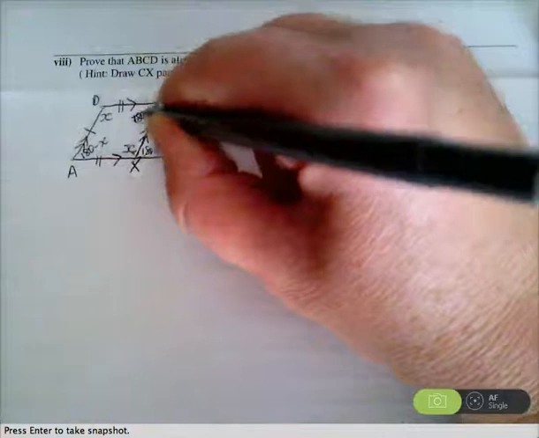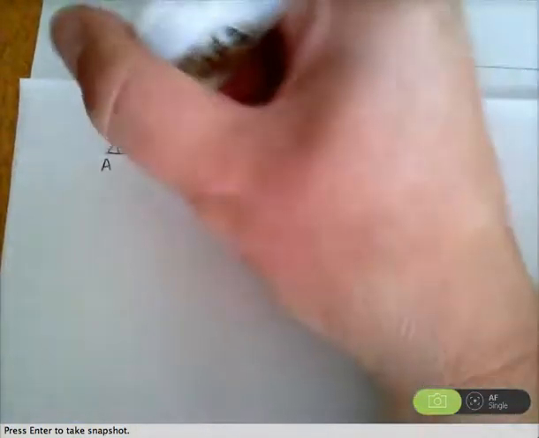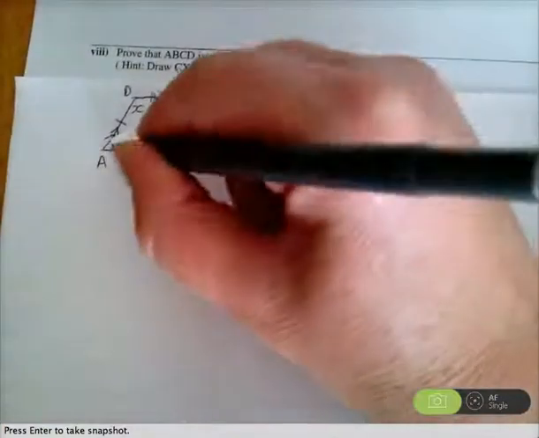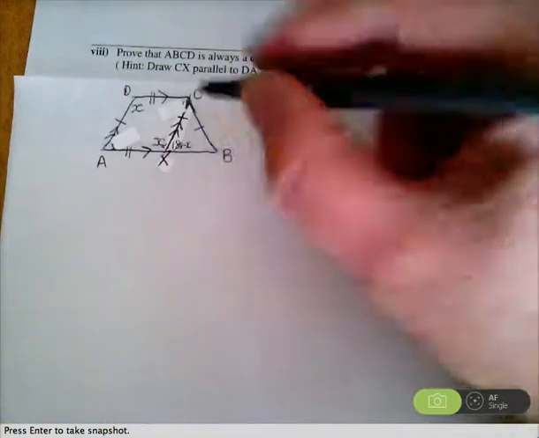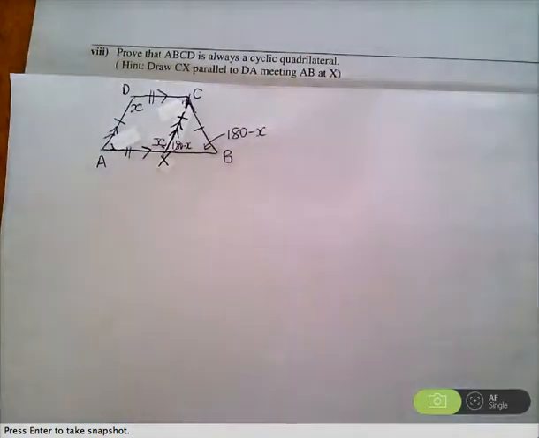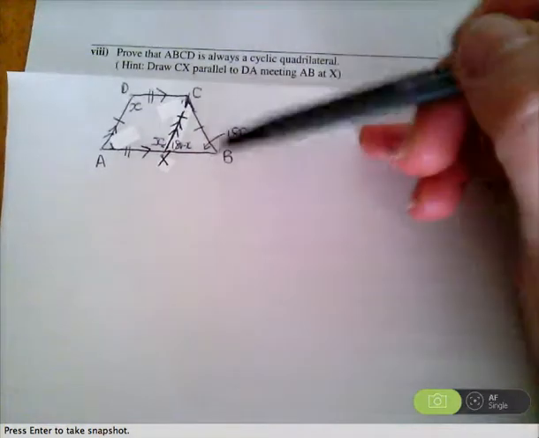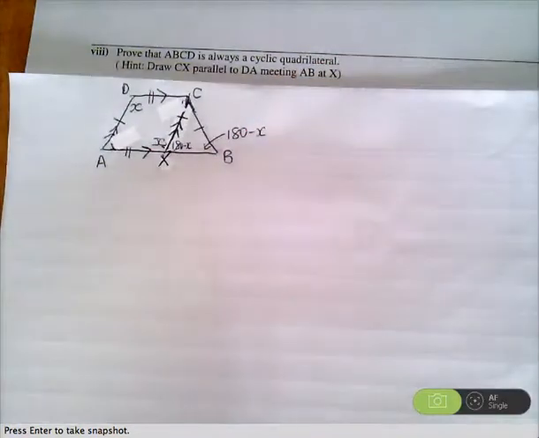So I actually probably don't need these bits here. I'm going to cross them out, okay? So what I've got is, if I let this one up here be x, then that's x. This is a straight line, so this would be 180 minus x. This would also be 180 minus x because I've got base angles of an isosceles triangle. And so therefore, this angle here, x, plus this angle down here, 180 minus x, they both add up to 180 degrees. So therefore, ABCD is a cyclic quadrilateral. So that's how we're going to do it.